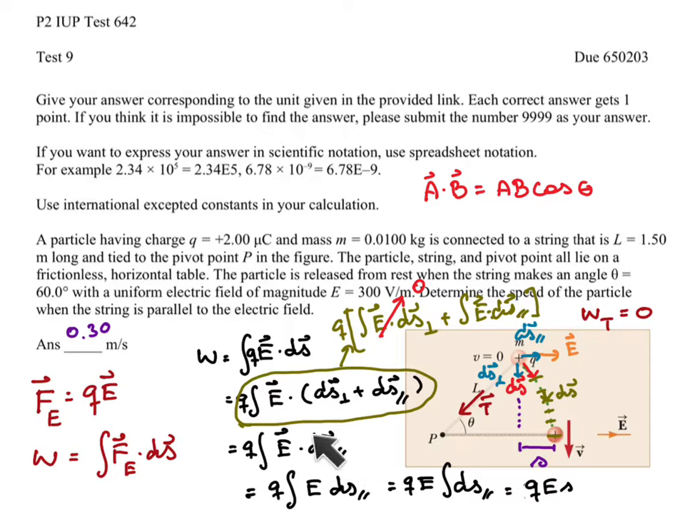Here, theta is 0, right? Because E is parallel to ds parallel, and cos 0 is equal to 1. So we have that this is E times ds. And since E is a constant, because they say that it is a uniform electric field, and uniform means you have the same magnitude and the same direction everywhere, we can put this E outside of the integral sign.